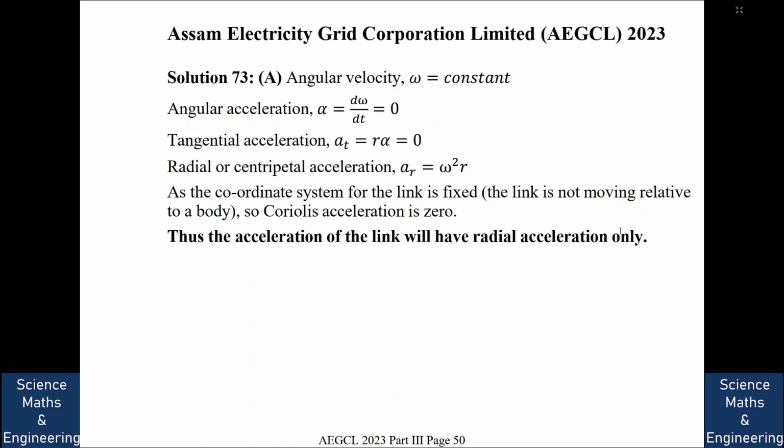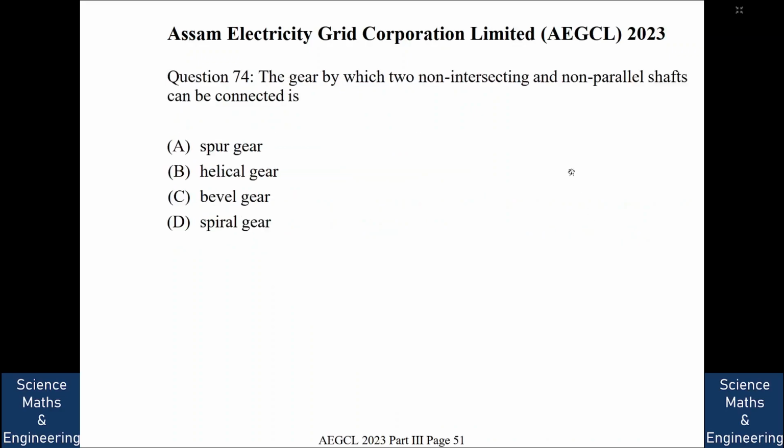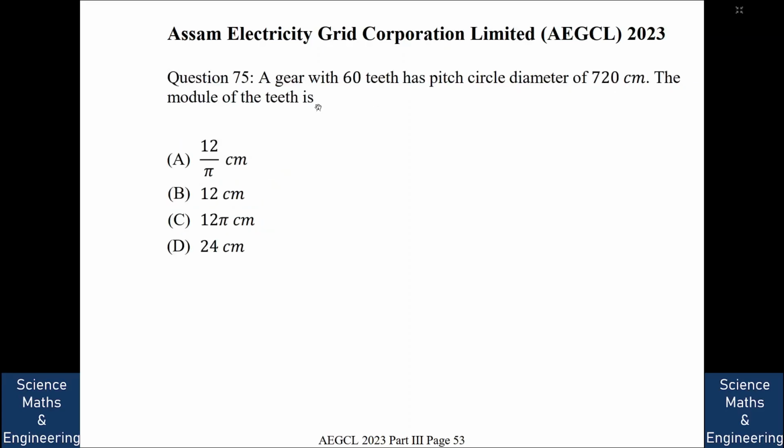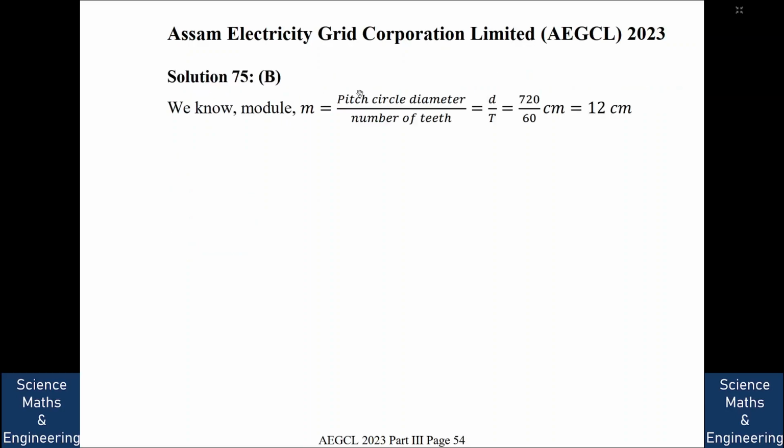Next question. The gear by which two non-intersecting and non-parallel shafts can be connected is a spiral gear. Next question. A gear with 60 teeth has a pitch circle diameter of 720 centimeter. The module of the teeth is given by pitch circle diameter by number of teeth. So it is 720 by 60, that is 12 centimeter.